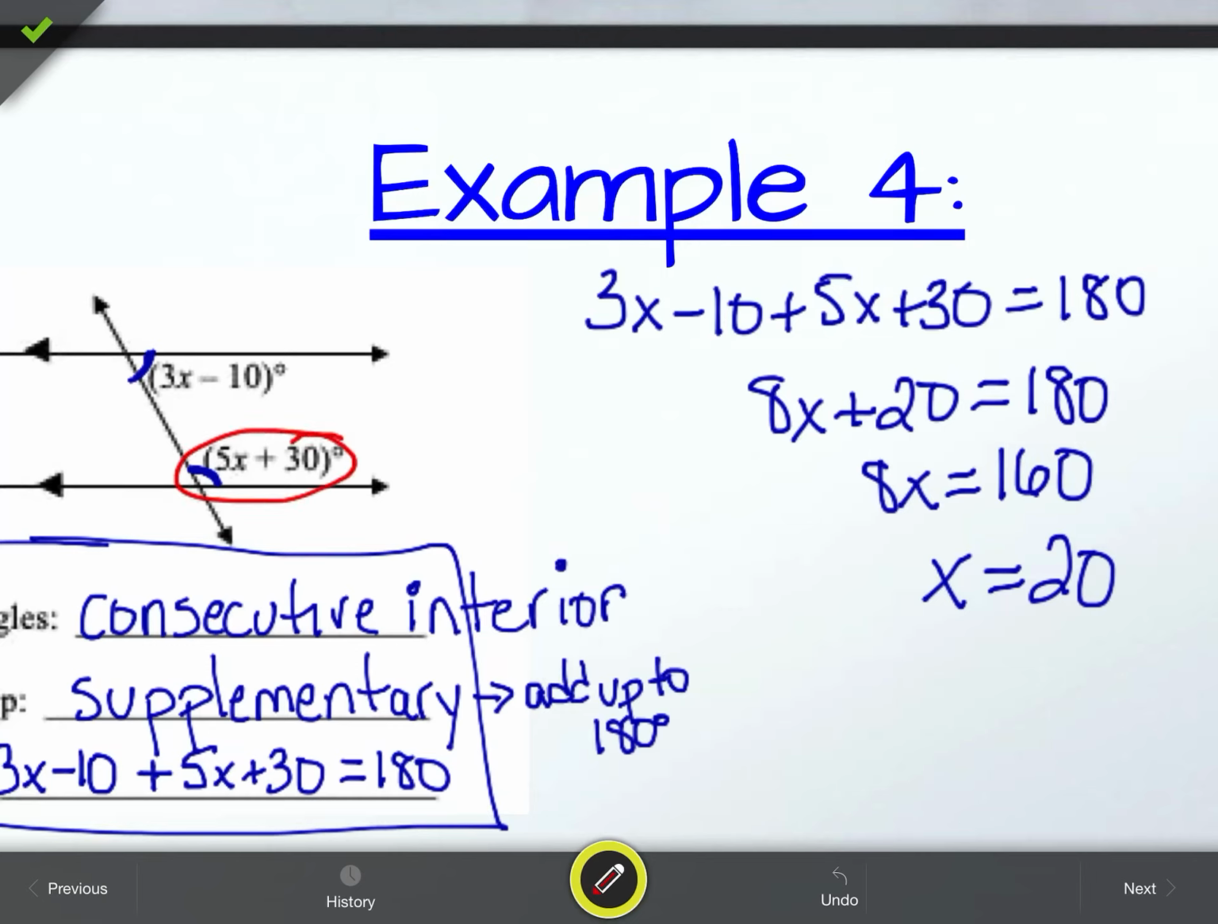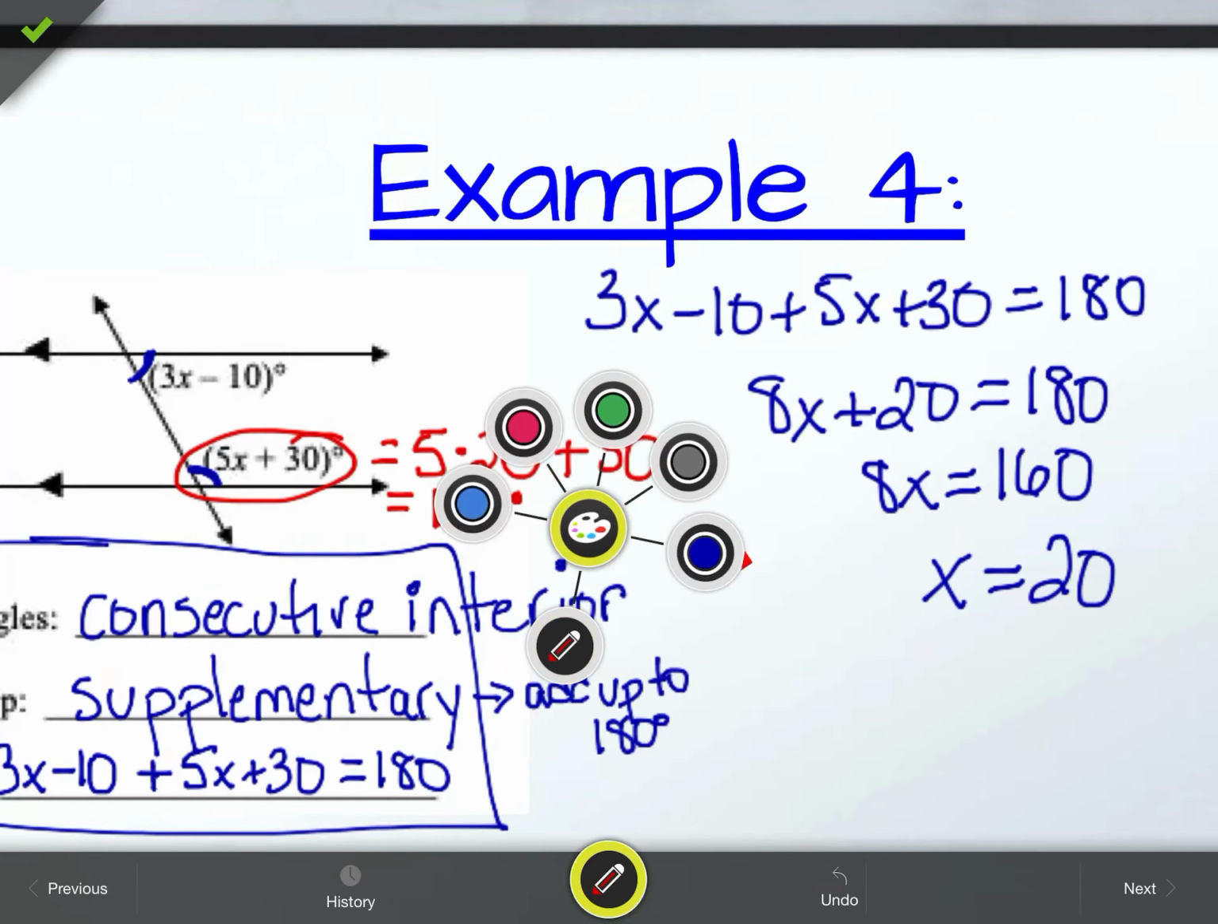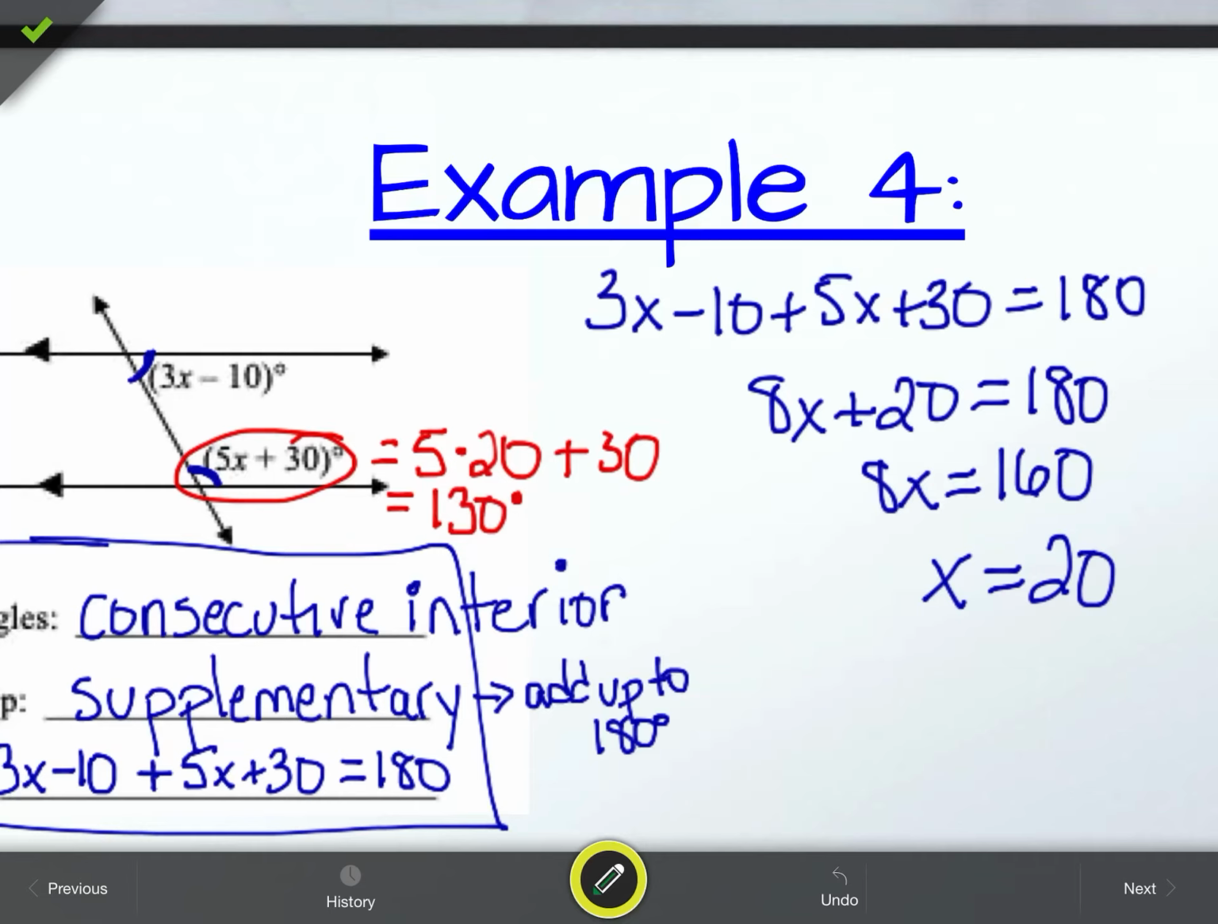Again, let's say they wanted the 5x plus 30 angle. Because these are not equal, they will have different measurements. So you would come here, instead of 5x, you would say 5 times my x, because that's multiplication. So we found it to be 20, plus 30. So do the math. This angle is 130. What if they asked me for the other angle? Same thing, plug and chug. Still got 20, so that would be 60 minus 10, 50 degrees.